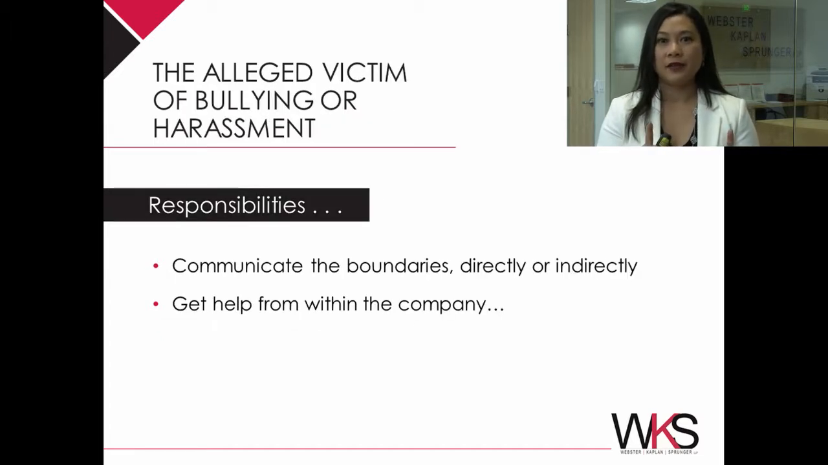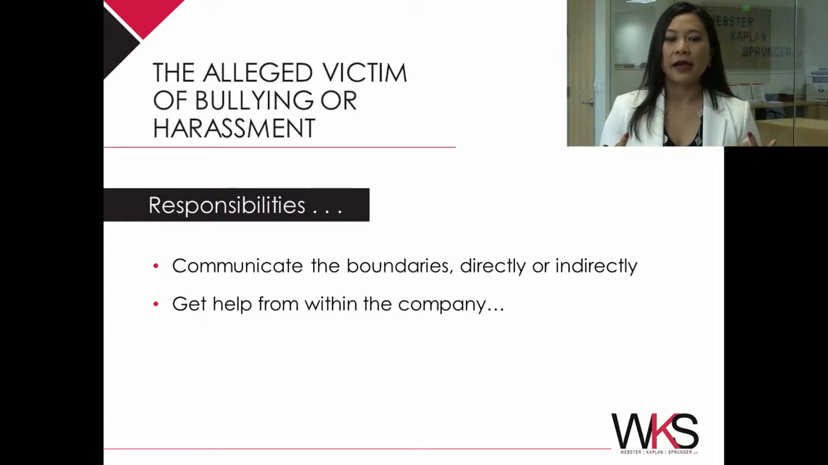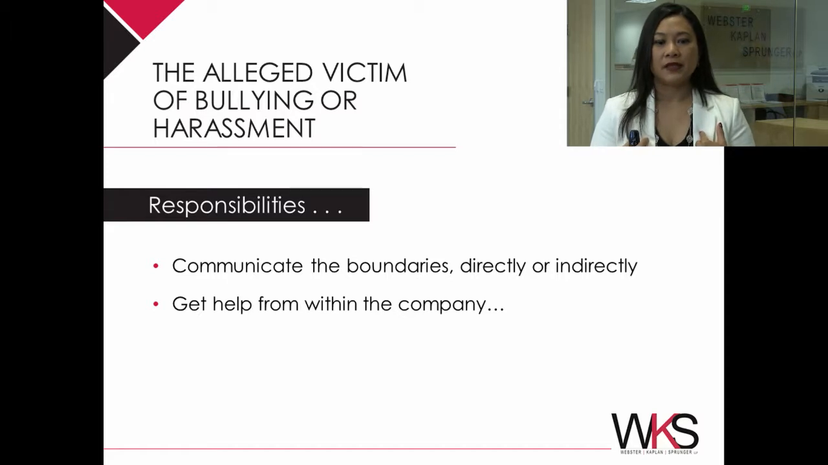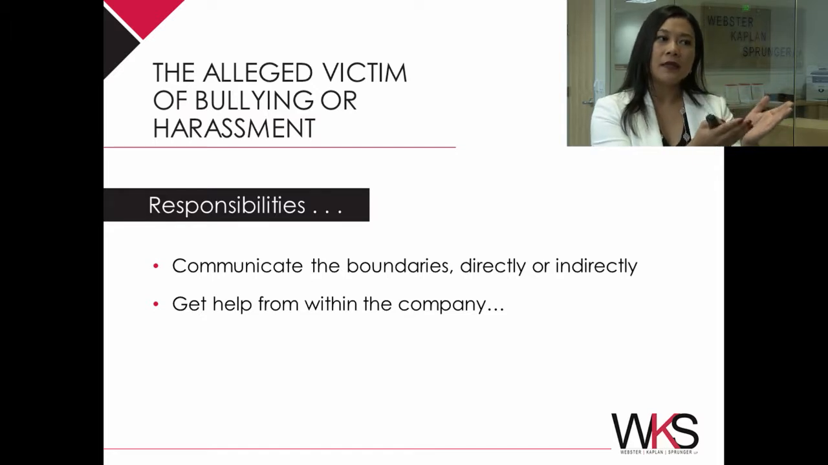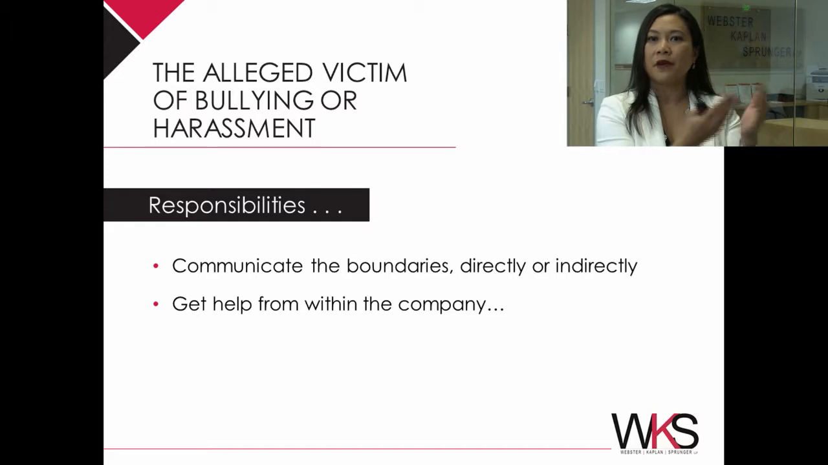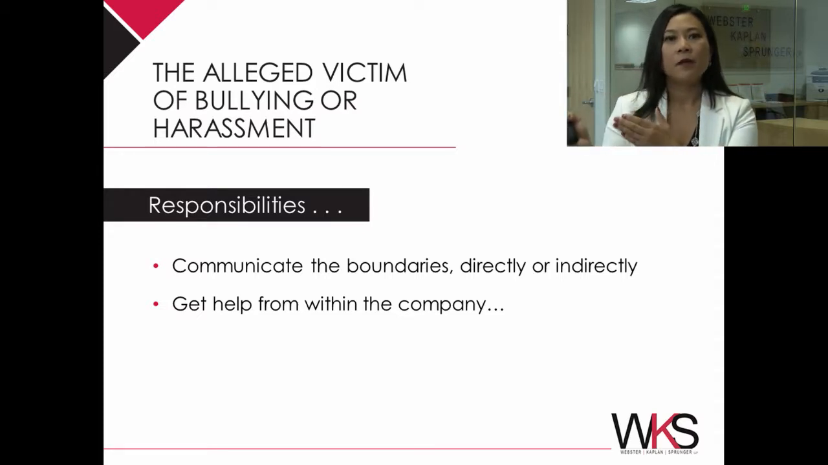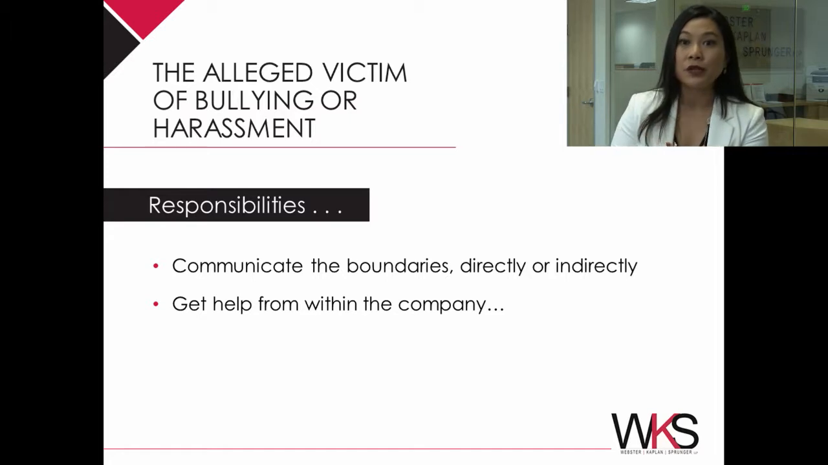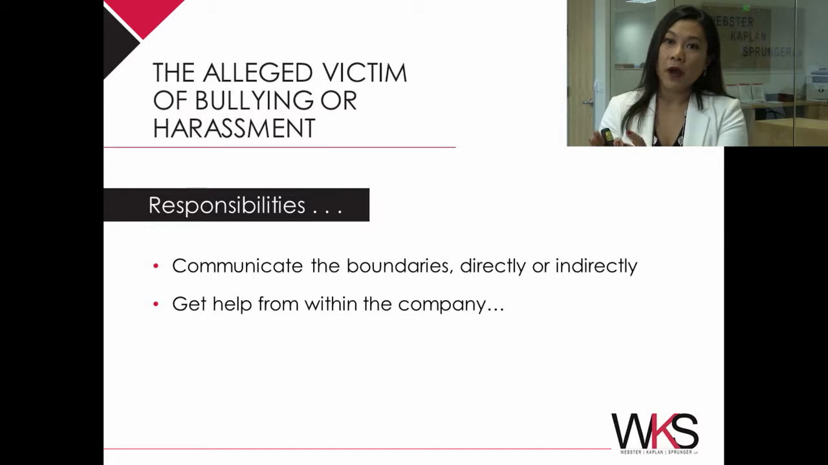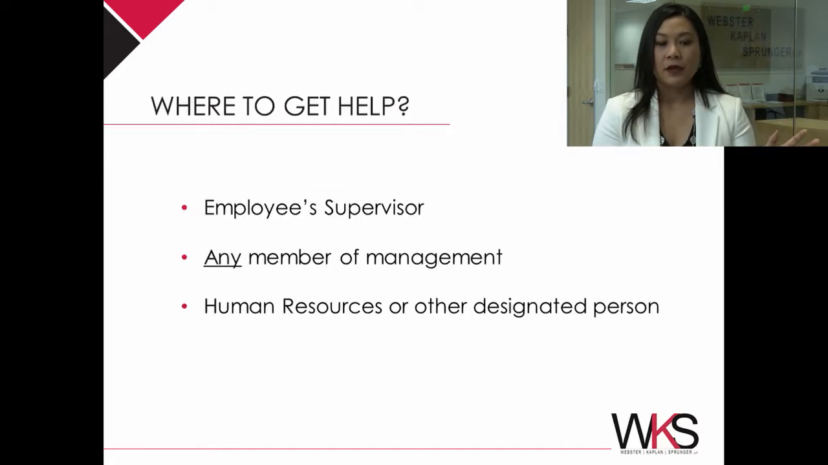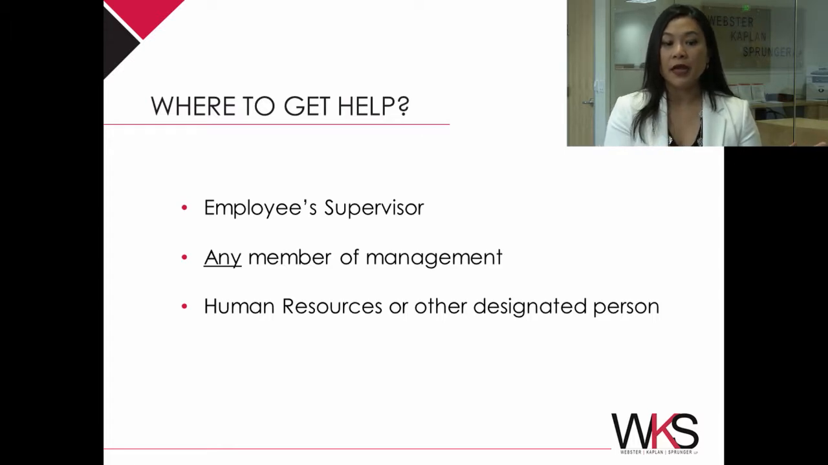The flip side of that is, what if I, Michelle, feel like I'm being bullied or harassed? I have the responsibility to communicate my boundaries to that person, whether directly or indirectly. So either I say to the person, hey, listen, I don't know if you realize this, but you're doing this behavior and it's making me uncomfortable. If that is too much for me to do, guess what? I've got to get help from other avenues through the company, whether it's human resources, whether it's another manager, right? Whether it's a member of the executive committee, whatever it is, you have to look at other avenues to make the company aware if you're not able to do it directly, okay? So these are just examples where you can go. Your own supervisor, any member of management, or a designated human resources person, okay?